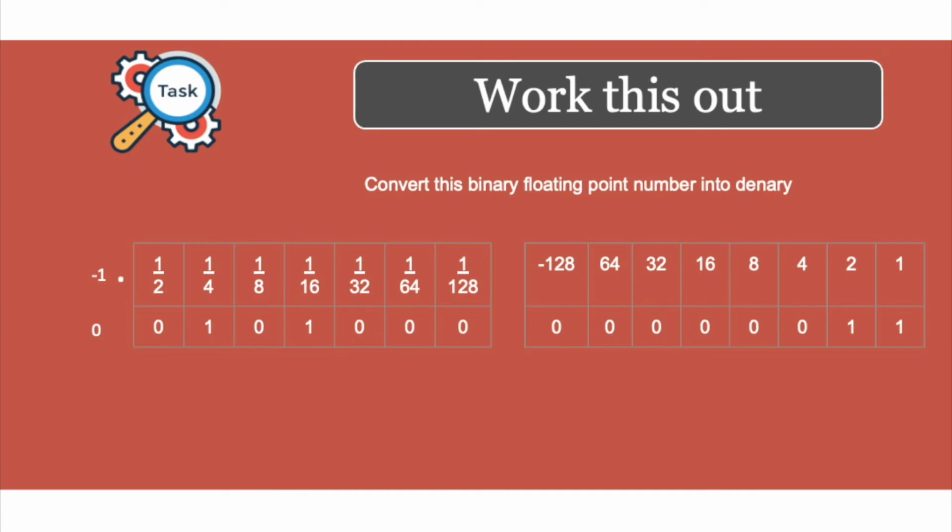Now it's no fun just looking at or listening to someone doing maths. You've got to try this out yourself. On screen, you see another binary floating point number. You need to convert this into denary. You may choose to use method 1, you may choose to use method 2. So pause the video and work this out. Okay, so hopefully you've worked out the answer, and the answer should be 2.5.